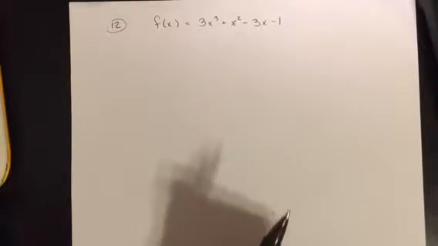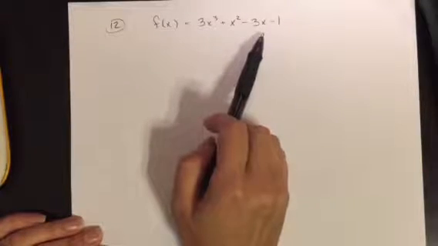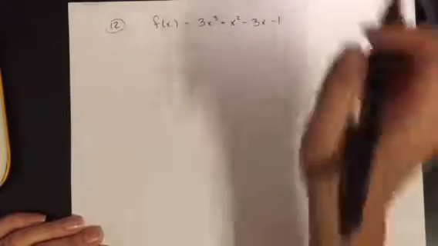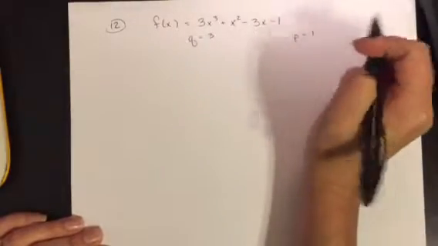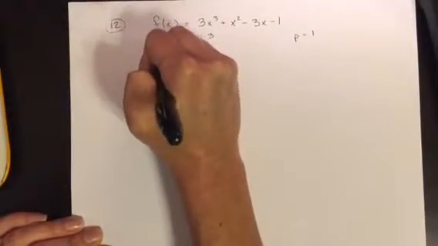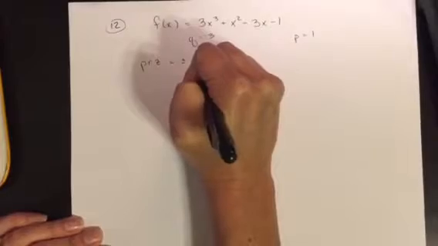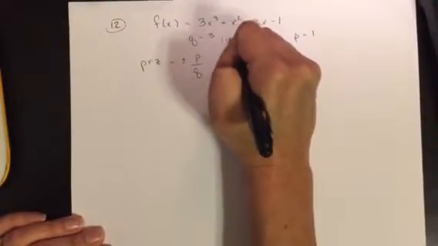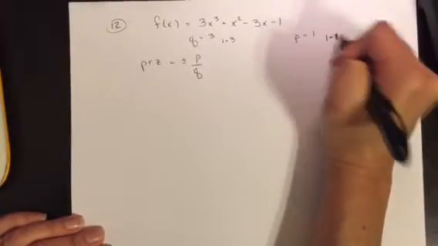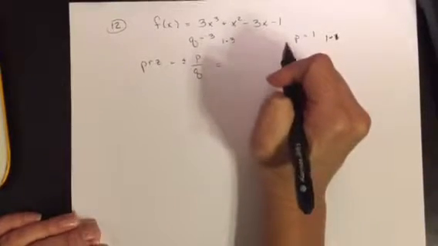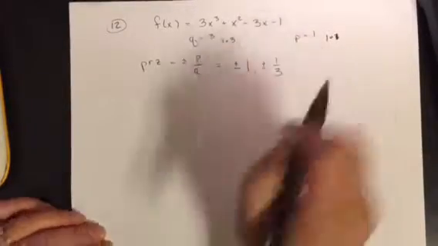All right, so my next problem, I have 3x cubed plus x squared minus 3x minus 1. So P and Q. P is equal to 1, Q is equal to 3. So my possible rational roots, PRZ, is plus or minus the factors of P over the factors of Q. And Q, I've got 1 times 3. P, I've got 1 times 1. Oops, I wrote a 3 again. 1 times 1. So I'm going to go ahead and fill that in. So that's going to be plus or minus 1 and plus or minus 1/3.